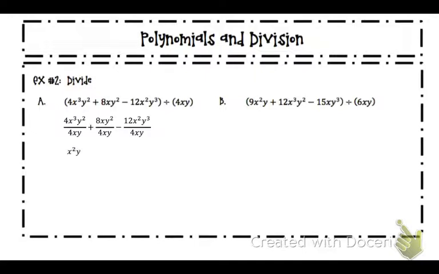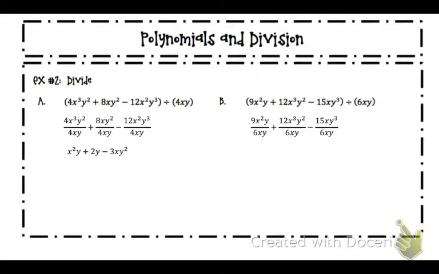We look at that first one. 4 divided by 4 is 1. X cubed divided by x is x squared. Y squared divided by y is y. Okay, we go to the next term. 8 divided by 4 is 2. X divided by x cancels. Y squared over y, you're left with y. Then the last one. 12 divided by 4 is 3, and it's a minus because that minus is just going to stay. X squared divided by x is x. Y cubed divided by y is y squared. And that's our answer. We're done.